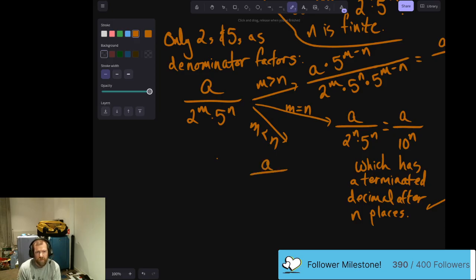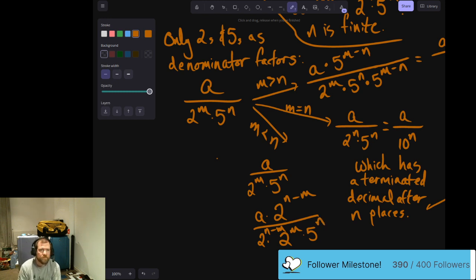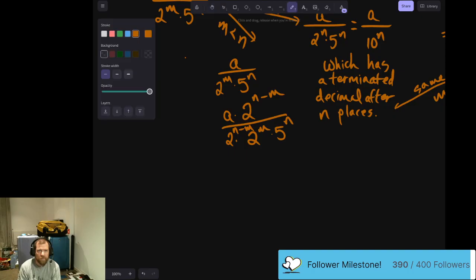A over 2 to the m times 5 to the n is going to be the same as a times 2 to the n minus m over 2 to the n minus m times 2 to the m times 5 to the n, which is then also going to come out nice and easy: a times 2 to the n minus m divided by 2 to the n, 5 to the n.